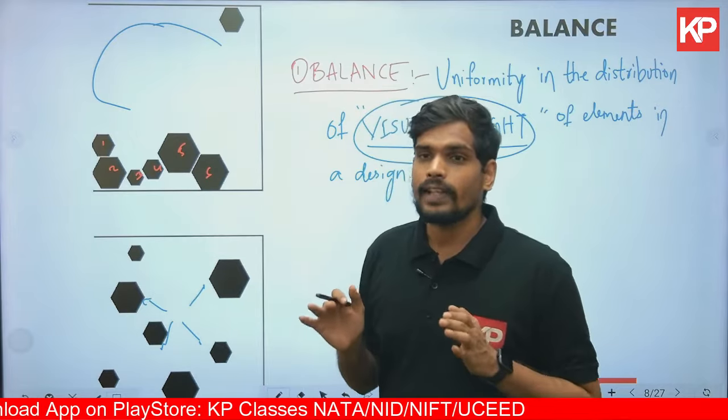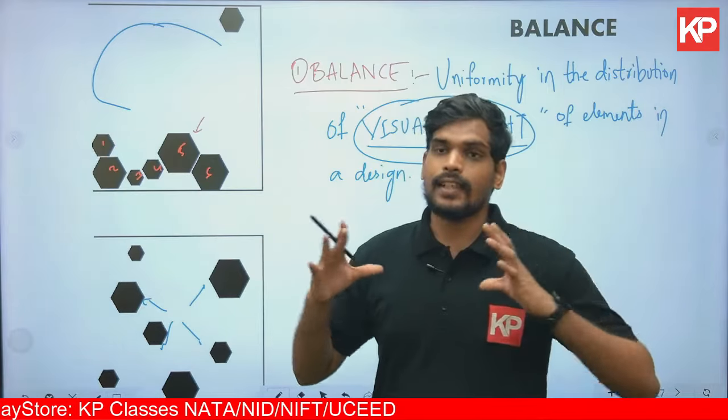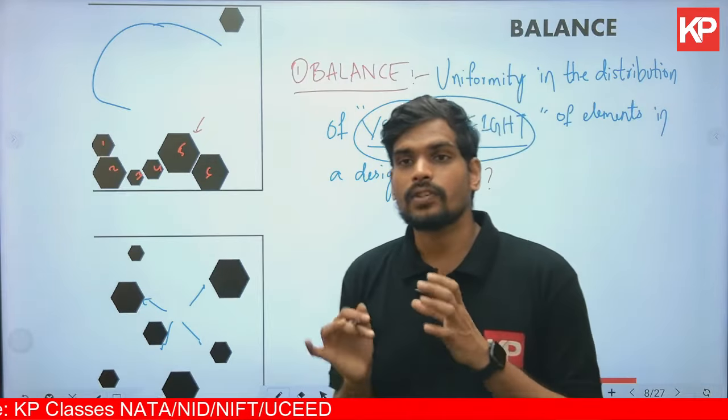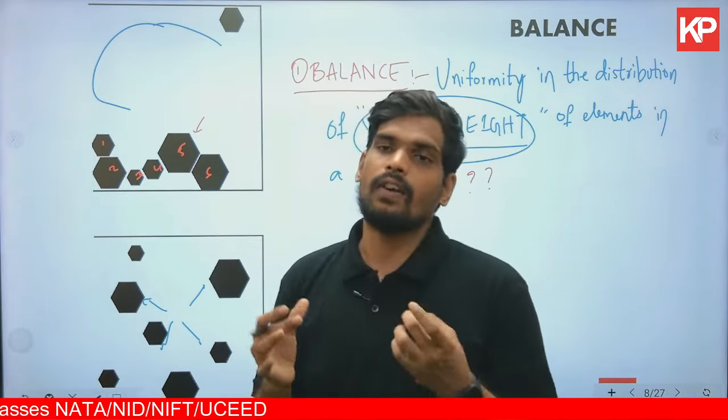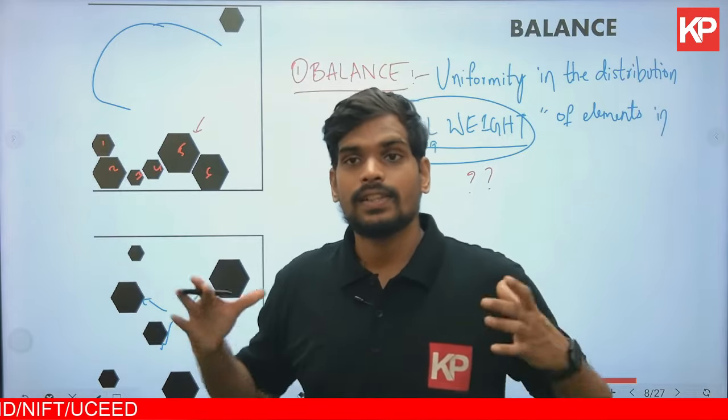Which one has more weight? This one, because it is larger in size. Something which is larger in size will have more weight. So visual weight is visually how heavy something is. The number 5 hexagon is heavy because it is larger.